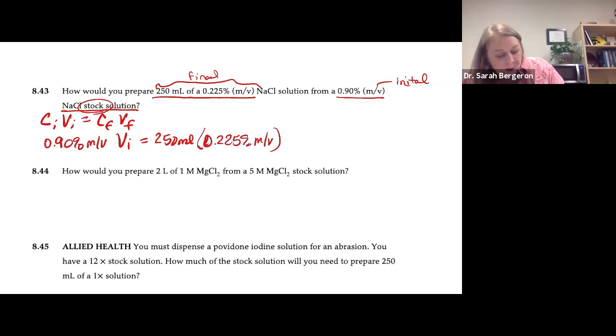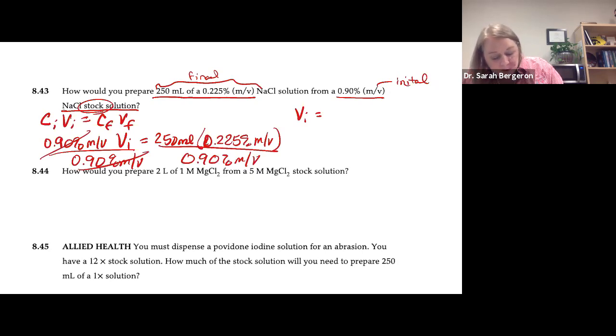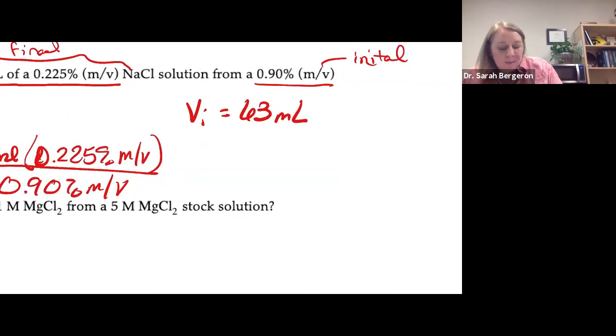Okay. So now I'm going to divide by 0.90. So what do I get? What you should get in this one is 63 milliliters. Now, be careful with this because this says, how would you prepare, not what volume, but how would you prepare it? Okay, I know the volume of my stock that I need, but I need to be able to say what I'm going to do. So we need to make a statement.